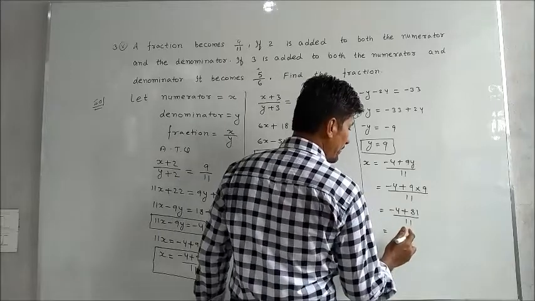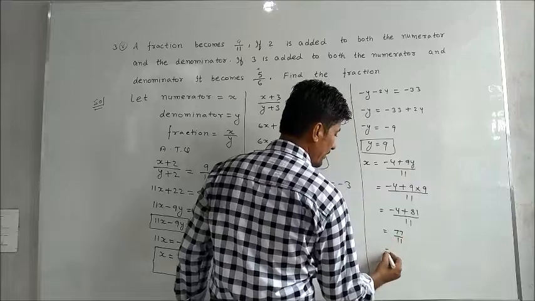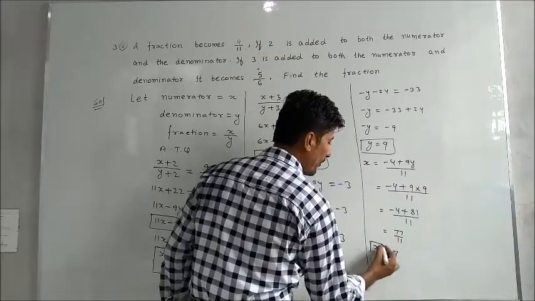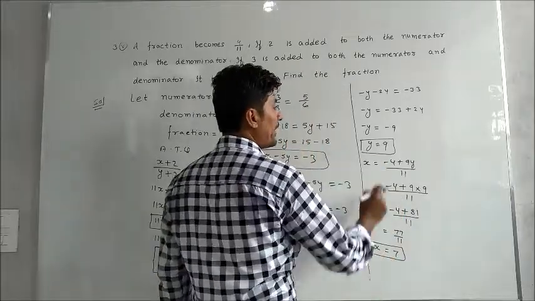Now here we can subtract this one. So we will have 77 upon 11, 7. Finally we got the value of x equals 7. Value of x equals 7, value of y equals 9.